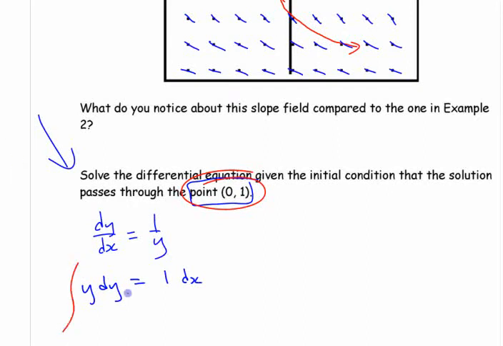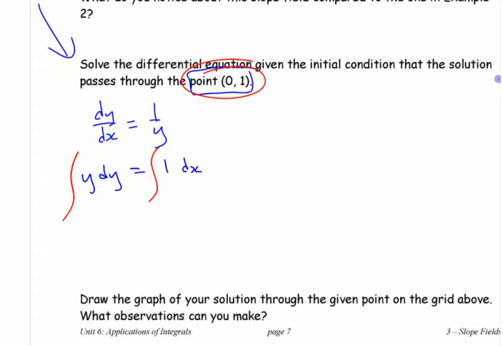If you integrate both sides here, you have 1/2 y squared equals x plus a constant somewhere on one side or the other. Doesn't matter which side you put it on. You could put it on this side because you're probably going to write this as x equals 1/2 y squared plus a constant. It doesn't matter where you put the constant.